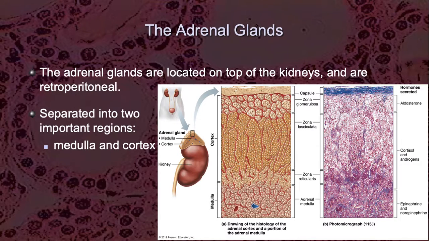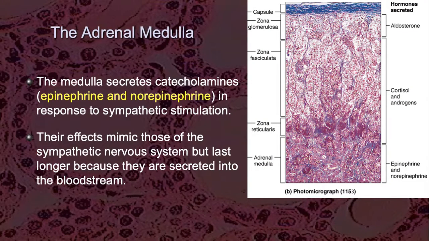Luckily, you guys don't need to know the orders or the zones over here, so don't worry about those. But you are going to know which hormones are secreted from which layer. And I got 1 minute, and this slide is stuff you already know, so we'll end on that. The adrenal medulla, the Tootsie Roll in the middle, secretes catecholamines, which are epinephrine and norepinephrine. They do it in response to the sympathetic nervous system, and their effects mimic the sympathetic nervous system, but last longer because they're secreted in the bloodstream. Okay, you guys already know that. It's just stuff from the other chapter.